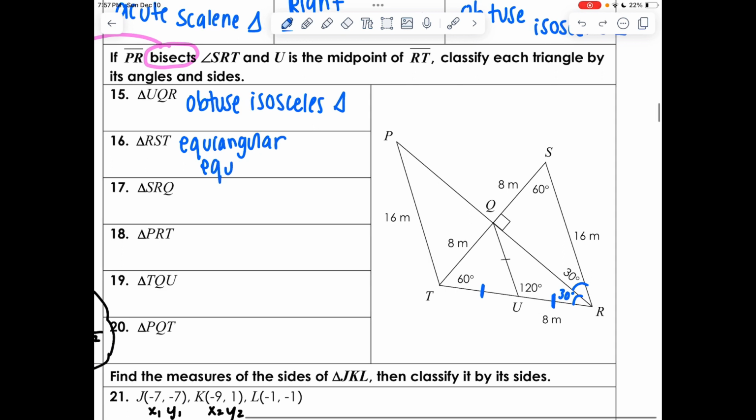Equilateral. Oh my gosh, sorry guys. I'm not a speller.